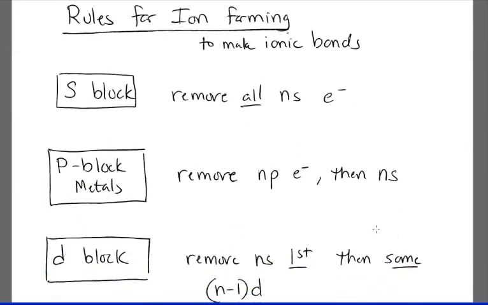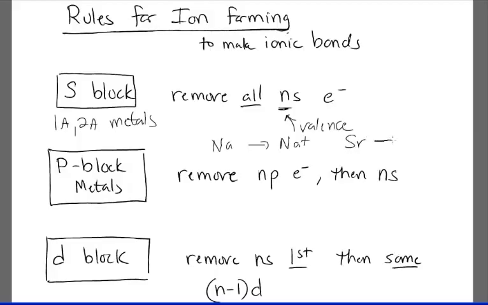In the s block, the s block is the 1A and 2A metals, right? You will remove all s electrons in the outer n level. So that's the valence level. So for example, sodium will become Na+, strontium will become Sr2+. Sodium has 1 valence electron, strontium has 2.